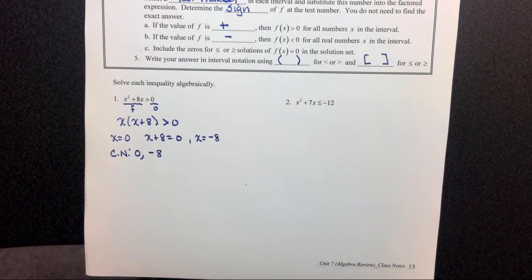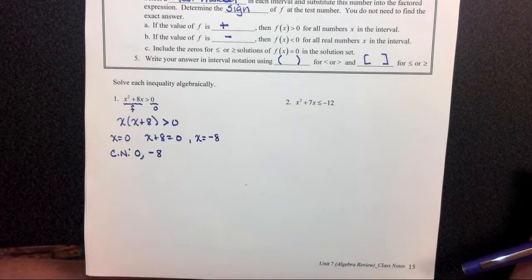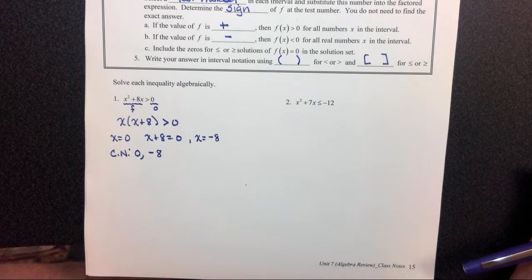So those are not the solutions. If it was an equation, yes, we'd be done. But we're not solving an equation, we're solving an inequality. So any questions on how to identify the critical numbers?